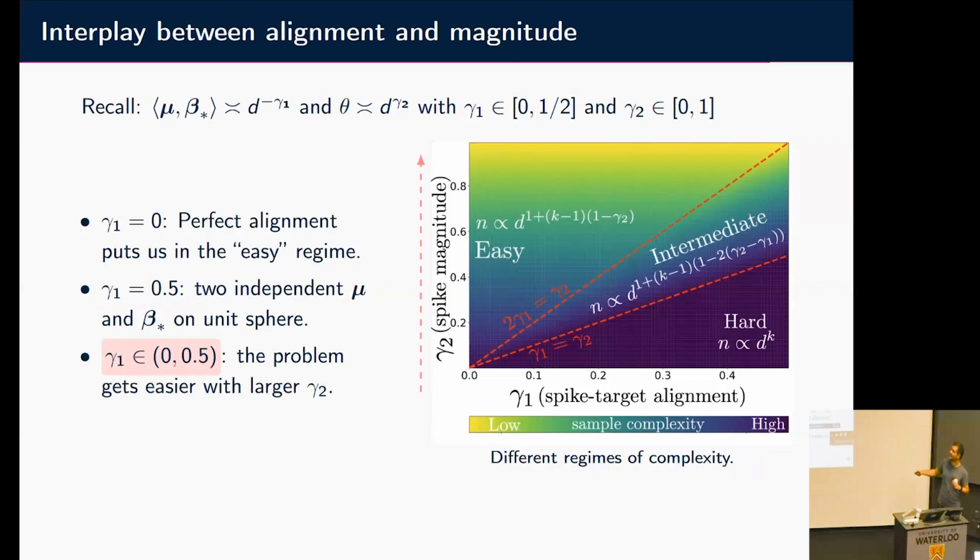And then at any point you slice this figure vertically, you start from the hard regime for small spike magnitude, and if you increase the spike magnitude, it gets you to the intermediate regime and then the easy regime, which makes sense because the problem dimension is getting smaller and smaller.